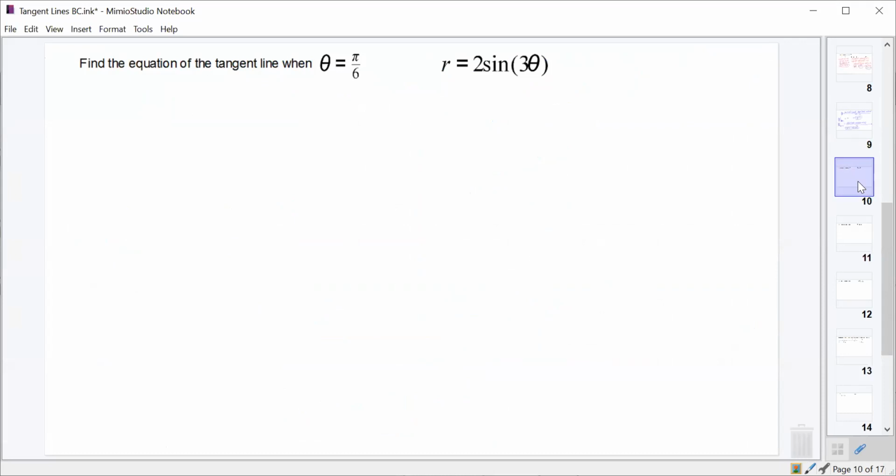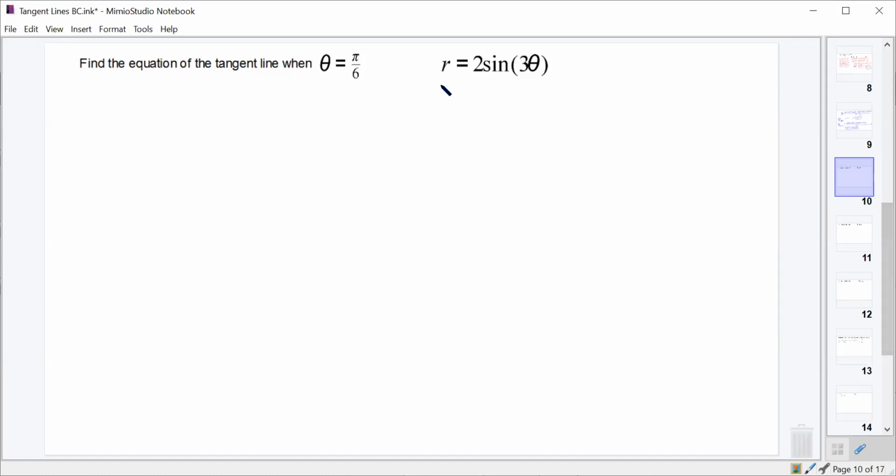All right, let's do this with polar now. So we want to see if we can find the equation of a tangent line when theta equals pi over 6 for r equals 2 sine 3 theta. So once again, what do we need for this? We need a point and we need a slope. Okay, so we can find our slope the same way. How do we find our slope? Taking the derivative dy/dx.